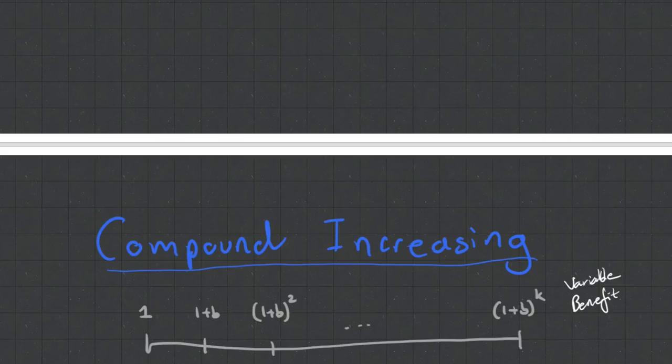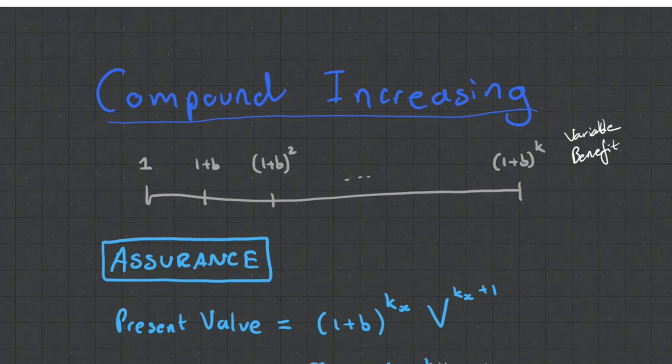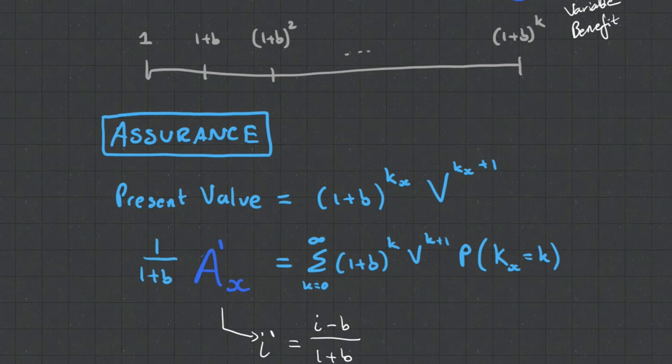But that's the introduction. That's the timeline. Let's get into the mathematics. So let's start first with an assurance. So the present value is simply going to be however much the bonus is on the timeline, discounted. And the bonus, you can see, is raised to kx, which is the life expectancy. So if the person lives for 10 years, he's going to get his bonus to the power of 10, and then it's going to be discounted back. The plus 1, because we are assuming that benefits are paid at the end of year of death.